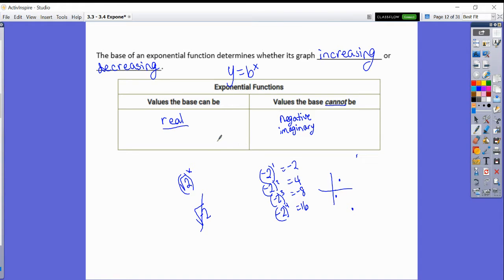All right, there's a couple other things that are important. Oh, the opposite of negative is positive. I should have listed that as well. So basically, b has to be a positive real number, okay?